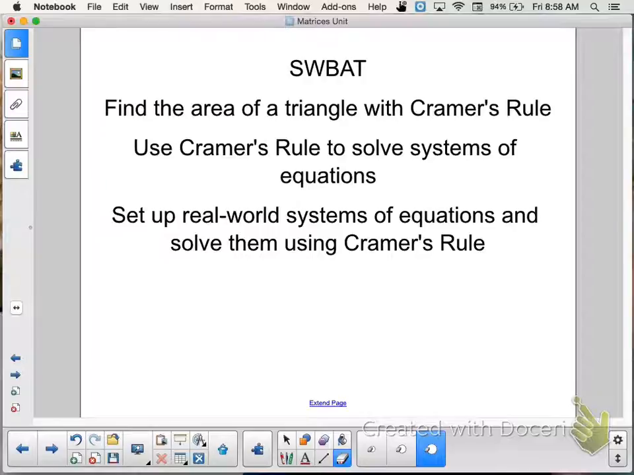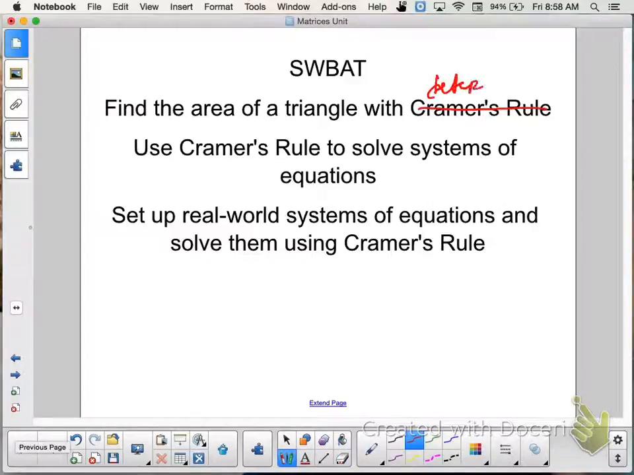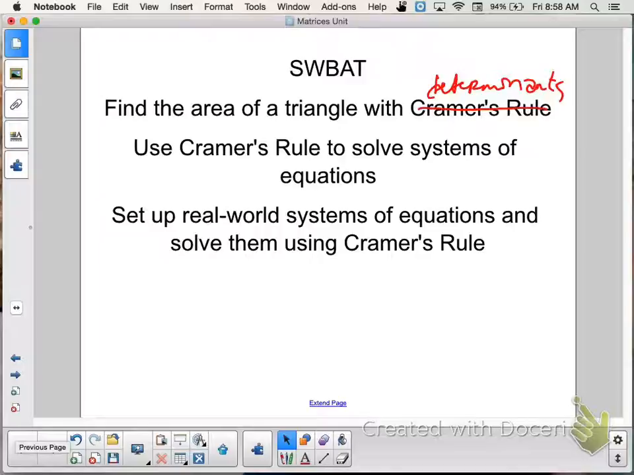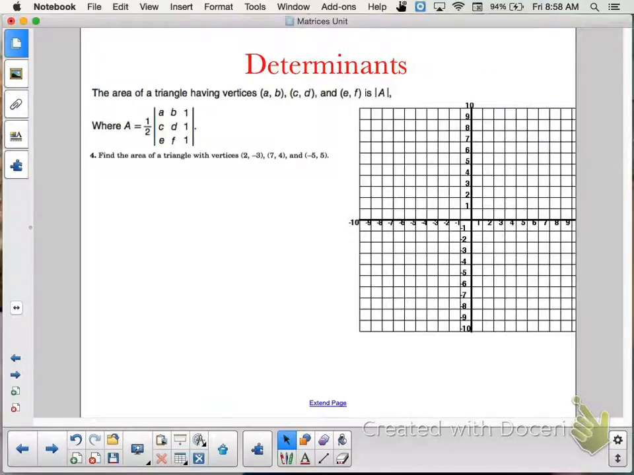Should not be Cramer's rule, should say determinants. So with determinants, we're also going to use Cramer's rule to solve systems of equations and then set up real-world systems of equations and solve them using Cramer's rule. So the first part that we should talk about is what we missed yesterday, which is talking about the area of a triangle with determinants.